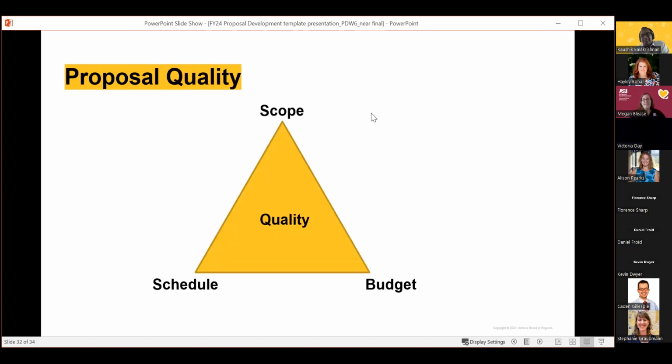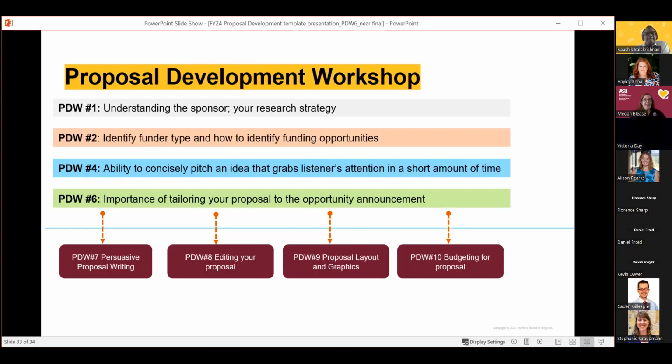And then as a reminder, these are the PDWs that we've done so far: understanding the sponsor and your research strategy, identifying the funder type and how to identify funding opportunities, the ability to concisely pitch an idea that grabs listeners' attention in a short amount of time, and today, the importance of tailoring your proposal to the opportunity announcement.